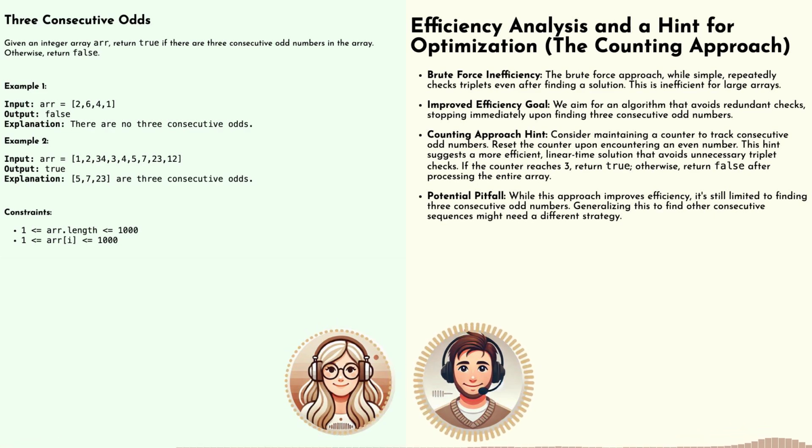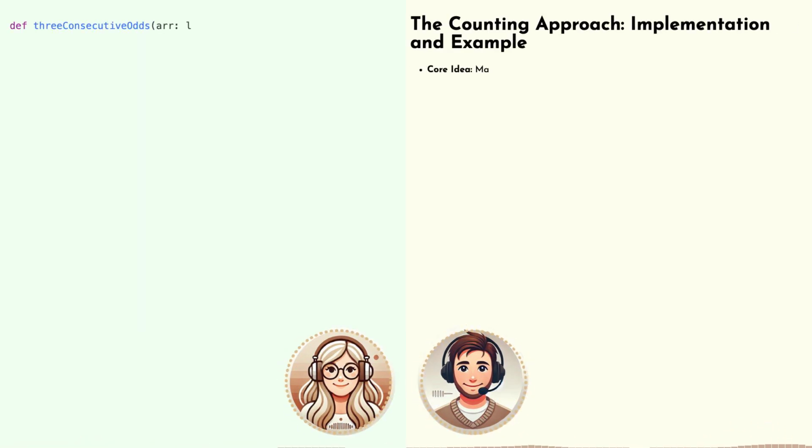Exactly. Okay, so we've got a good understanding of the problem and this basic brute force solution. Are there any hints you can give us to get us thinking about other approaches? Here's a hint. Instead of checking every single triplet, think about whether there's a way to keep track of your progress as you go through the array. Can you use a variable to store information about whether you're on a streak of odd numbers? Ooh, that's a clever idea.